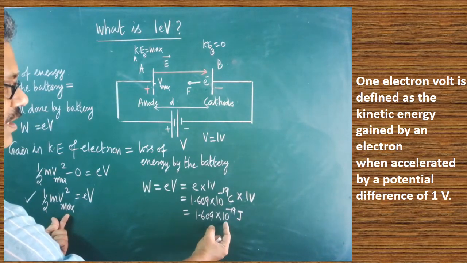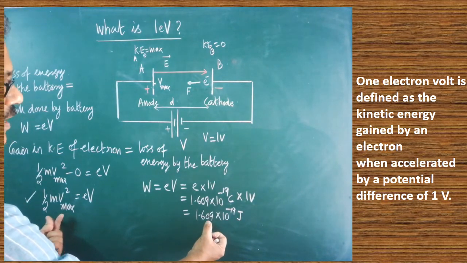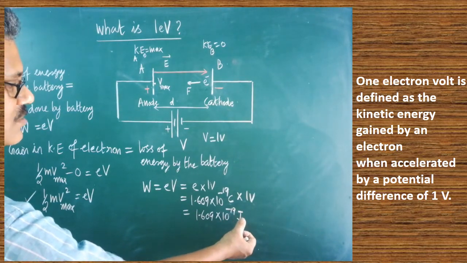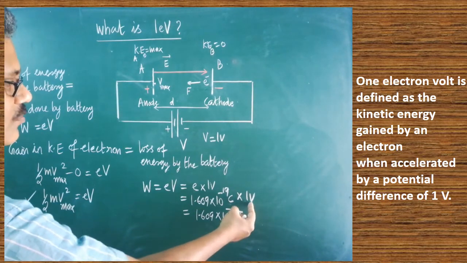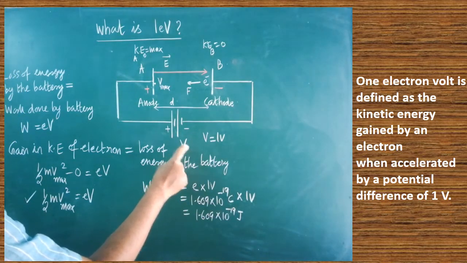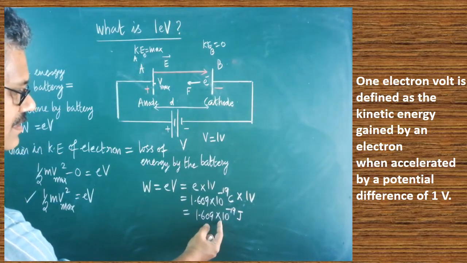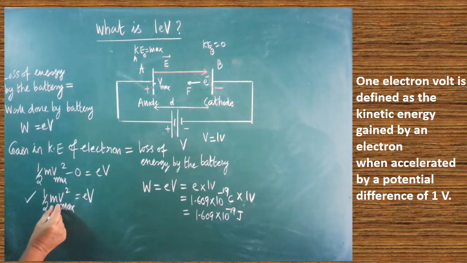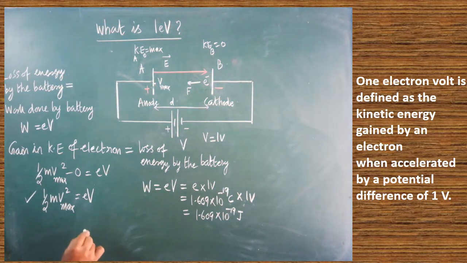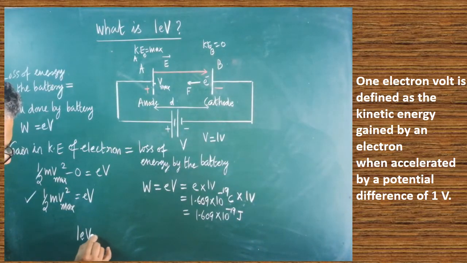When 1.609 into 10 to the power of minus 19 joule of work is done, when 1 volt is supplied here, only then this much work is done. By that time, this is the kinetic energy gained by the electron. So therefore, what is 1 electron volt? The definition of 1 electron volt is given separately. Are you clear? What is 1 electron volt?